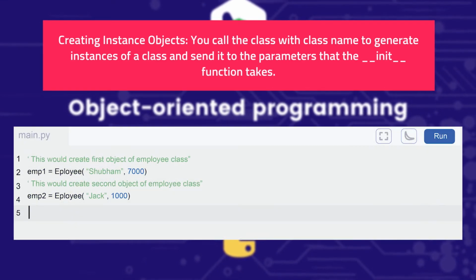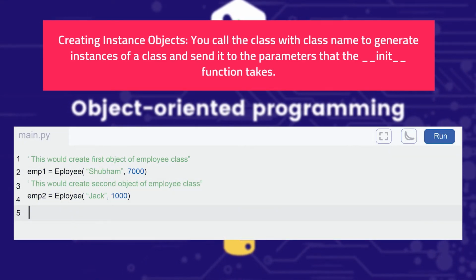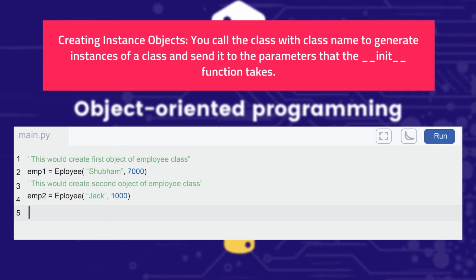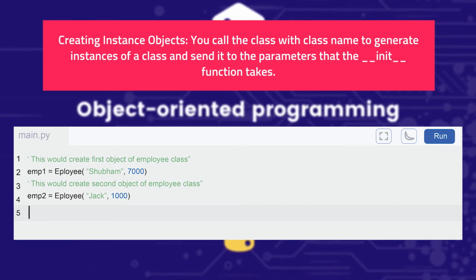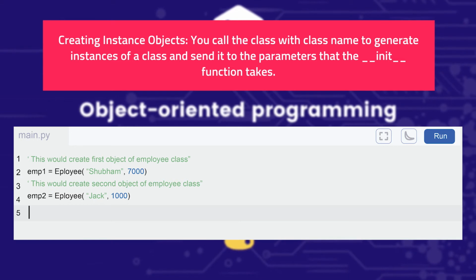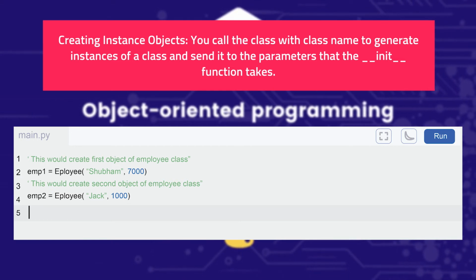Creating instance objects: you call the class with the class name to generate instances of a class, and send it the parameters that the initial function takes. Refer to the following image.